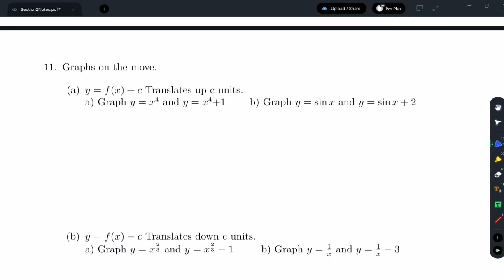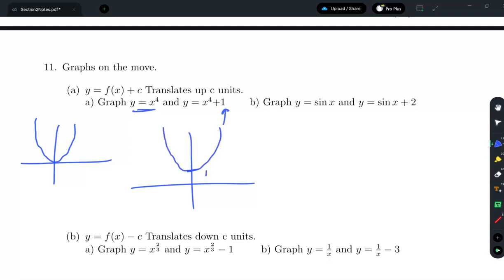So these are basic graphs I'm going to want you to know, especially for your test where you will not have a graphing calculator, right? So y equals x to the fourth is a parabola-ish looking thing. So when I have an added one at the end, I just move it up by 1.